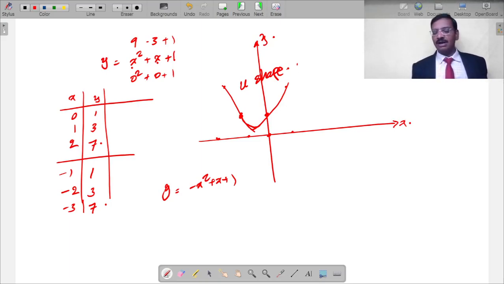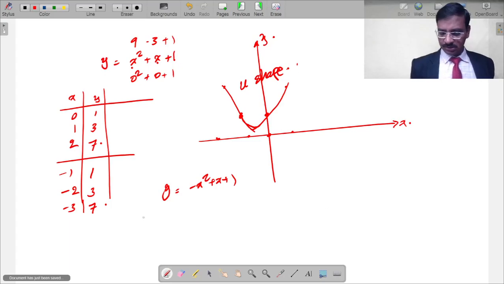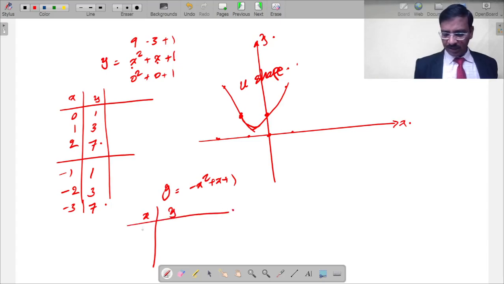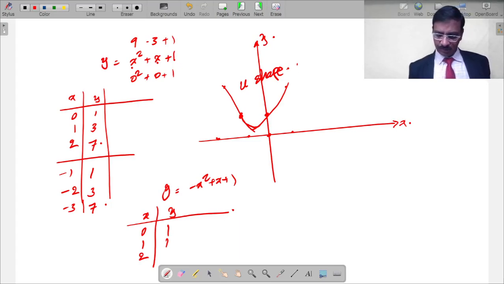Now the corresponding values will be, so if I try to draw the table for this, I'll just prepare the table here, x value here and y value here. And when x is 0, then the value is 1. And when x is 1, the corresponding value is 1 plus 1 is 2 and 2 minus 1 is plus 1. So this is again 1. And similarly at x is equal to 2, the corresponding value will be minus 4 plus 2 and plus 1. So that is minus 1, right?